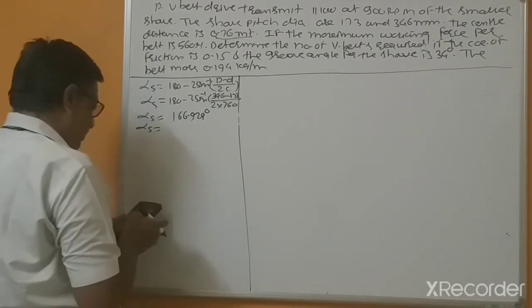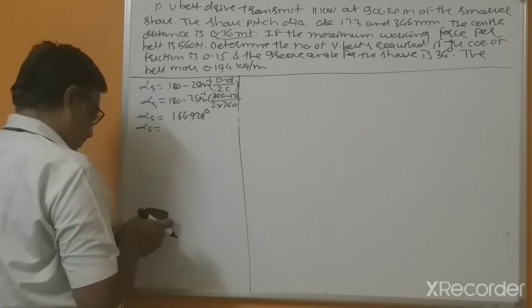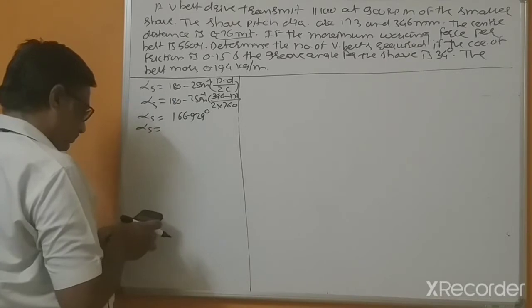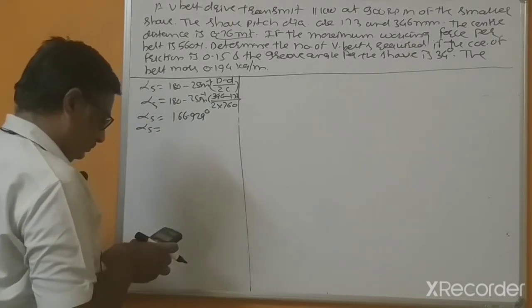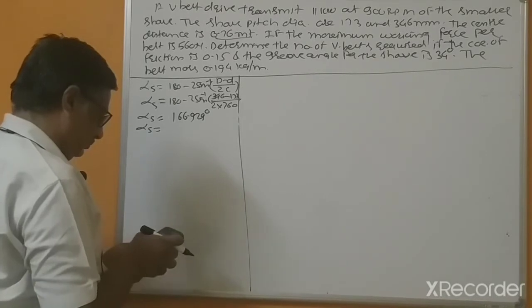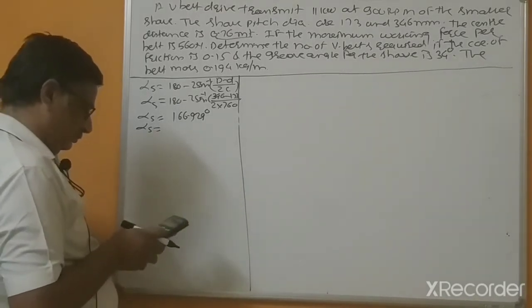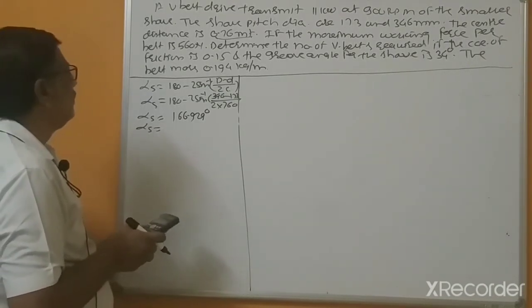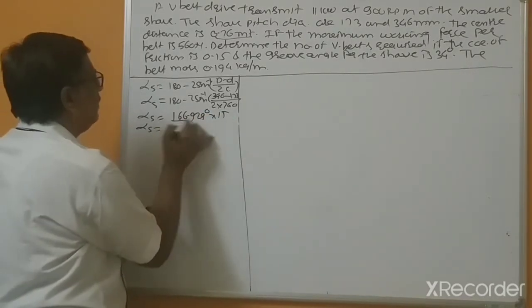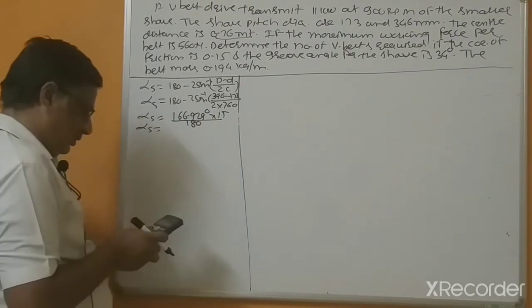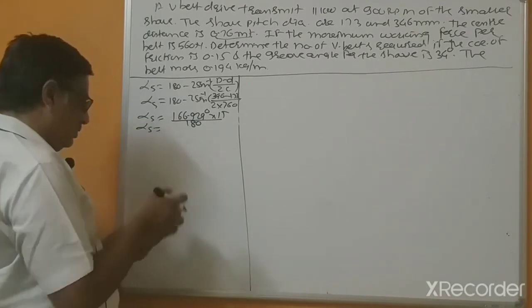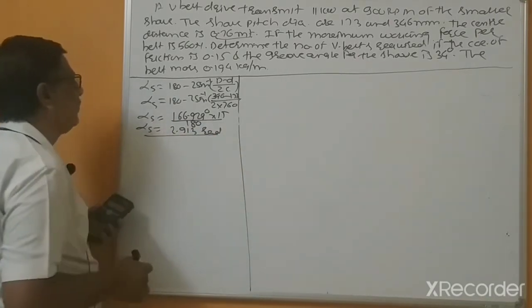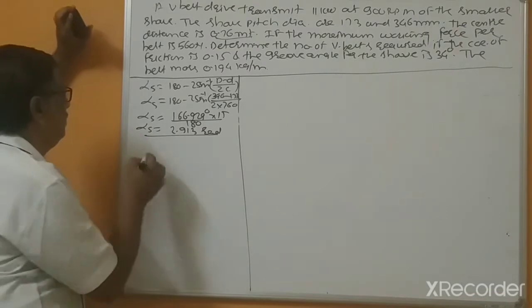This is in degrees, so we can convert it in terms of pi. Multiplied by pi and divided by 180, this is equal to 2.913 radians. Right?